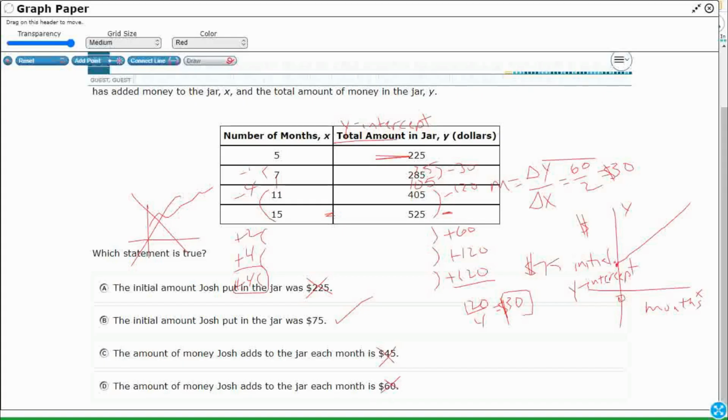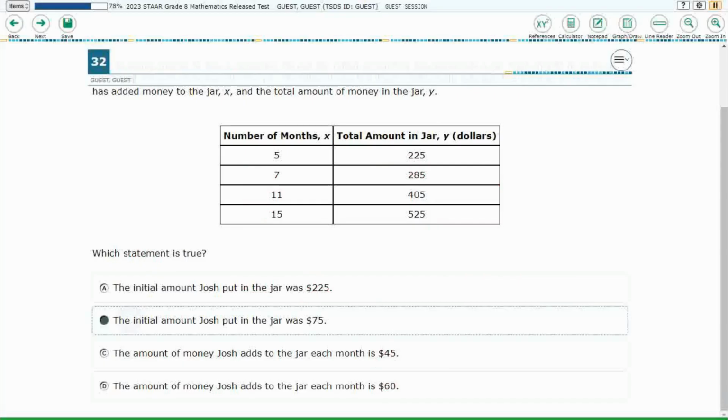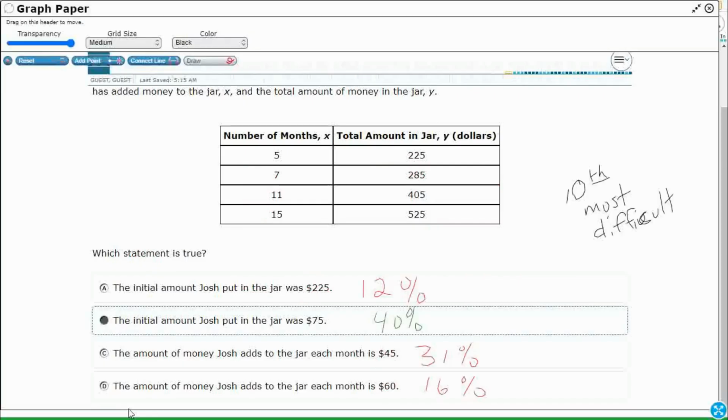We needed it to be $30 a month. So our answer here is B. Let's see how we did across the state of Texas. So this was the 10th most difficult problem, right? Obviously, when we have to deal with a table rather than a graph, it makes it a little bit more difficult. Only 2 out of 5 students could get it correct.